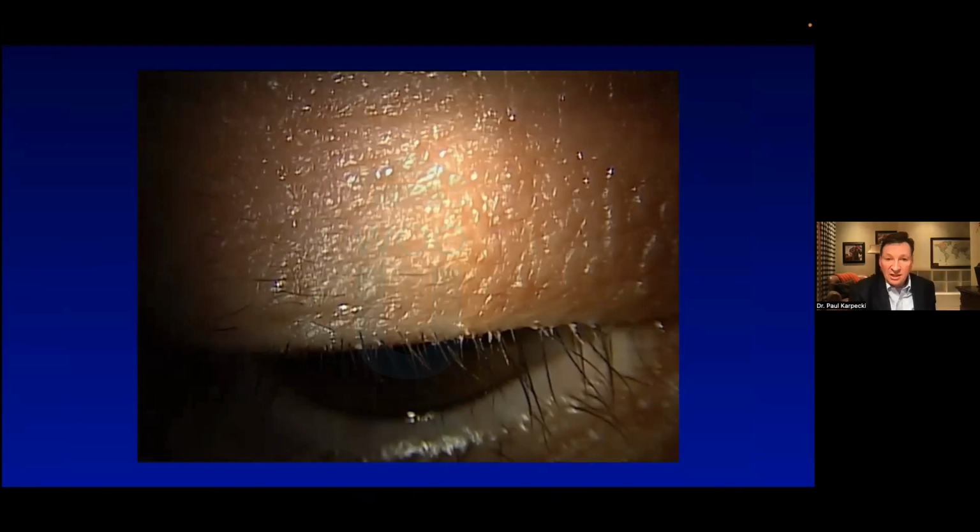And why is it at the base of the lashes? Because that's where Demodex resides. It loves to be in the follicles. Demodex folliculorum loves the lash follicles. Demodex brevis loves the meibomian glands and sebaceous glands. So that's where the two, and those are the only two forms that affect humans.